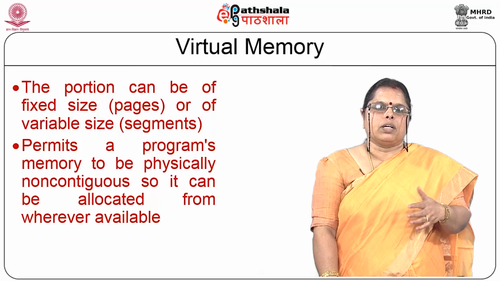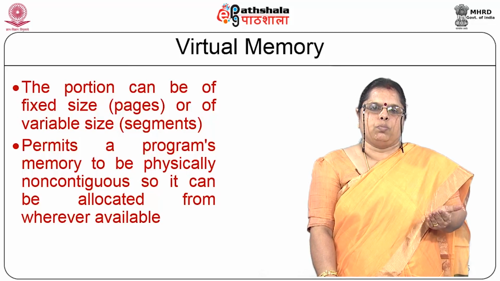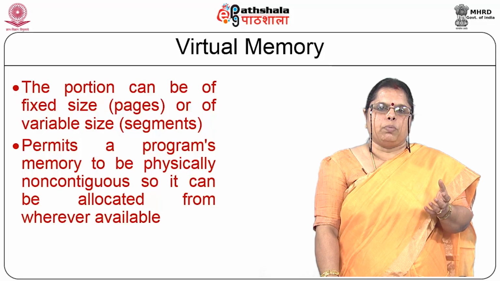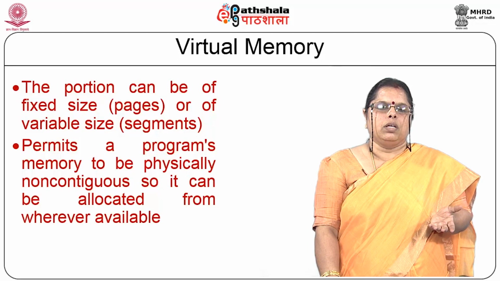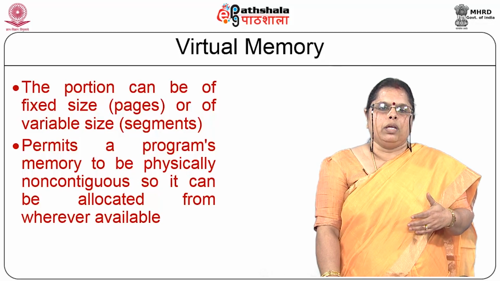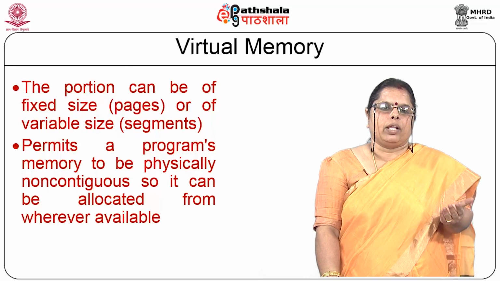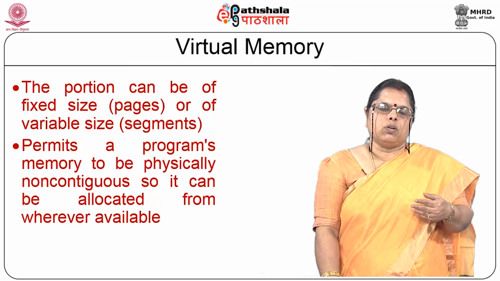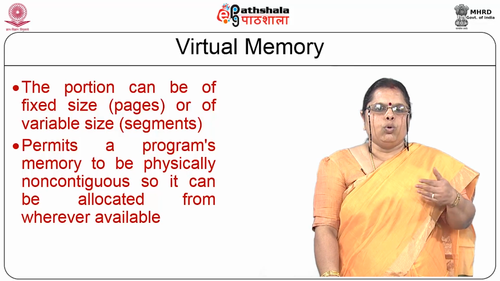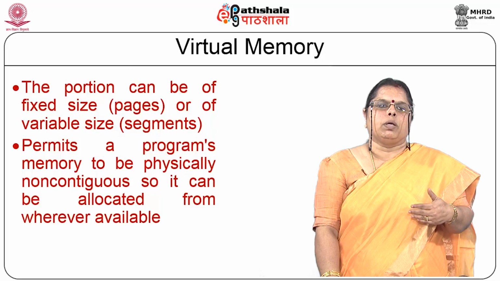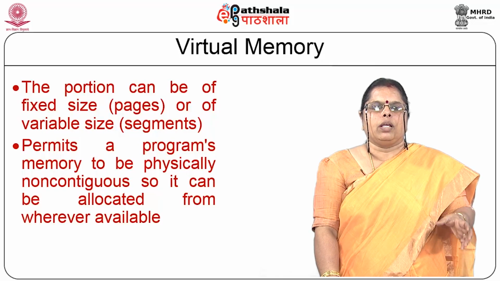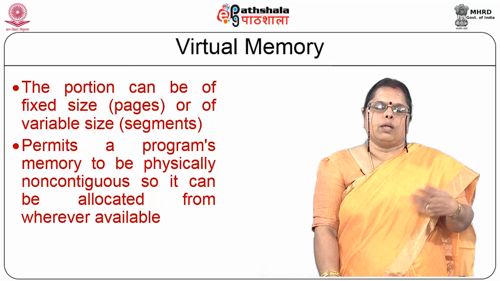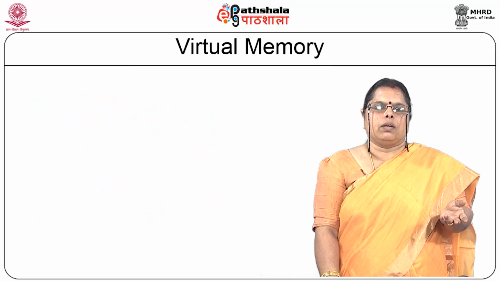The portions that are shifted from secondary storage to main storage can be of fixed sizes, called pages, or of variable sizes, called segments. This permits a program's memory to be physically non-contiguous, so that it can be allocated from wherever available. If a program consists of a number of pages or segments, you do not have to allocate them in contiguous locations in physical memory. One page can be located somewhere, and another page, when brought in on demand, can be brought to some other place. So all these are advantages.